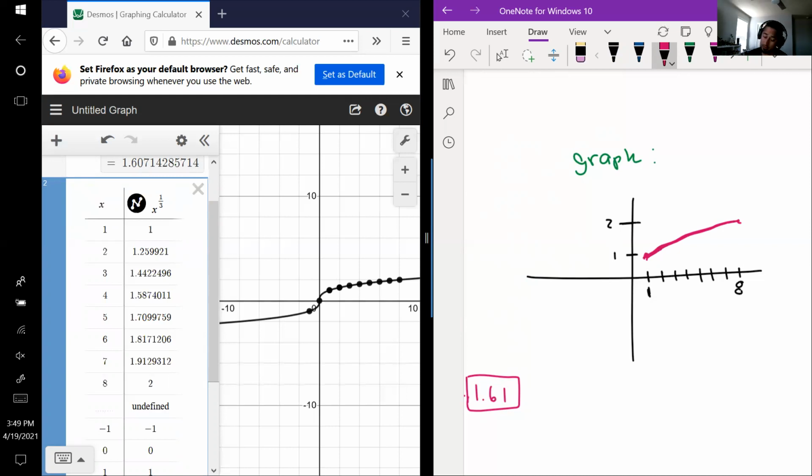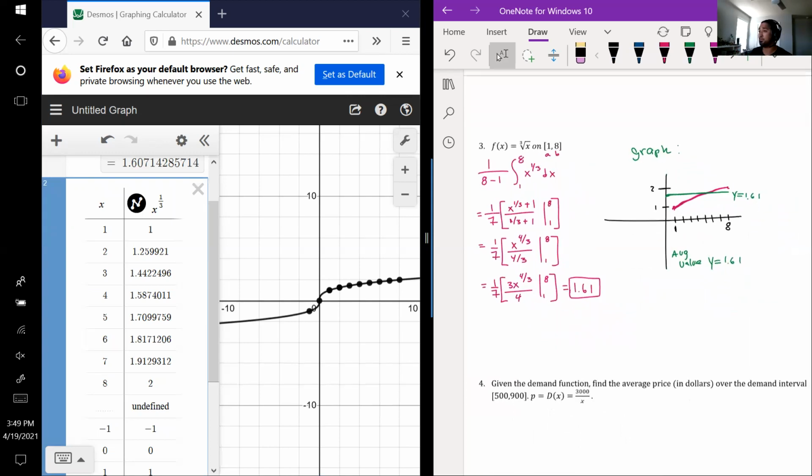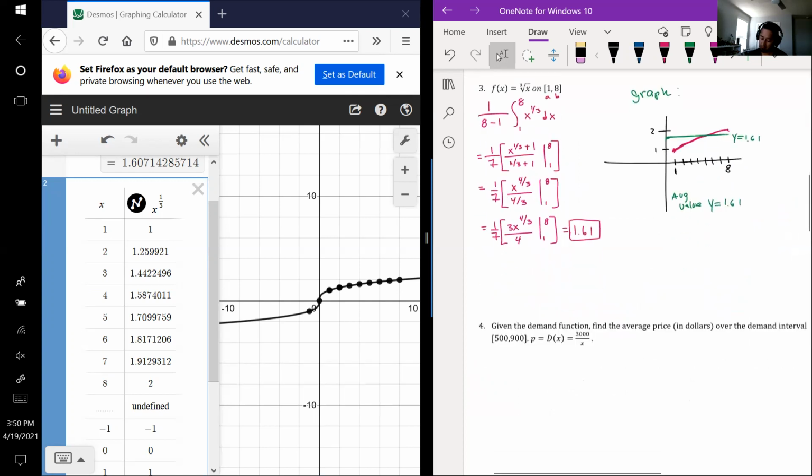Okay, and then our average value is y equals 1.61. So we'll just put that somewhere right in the middle. There it is. Y equals 1.61. All right, not bad. All good? Okay.